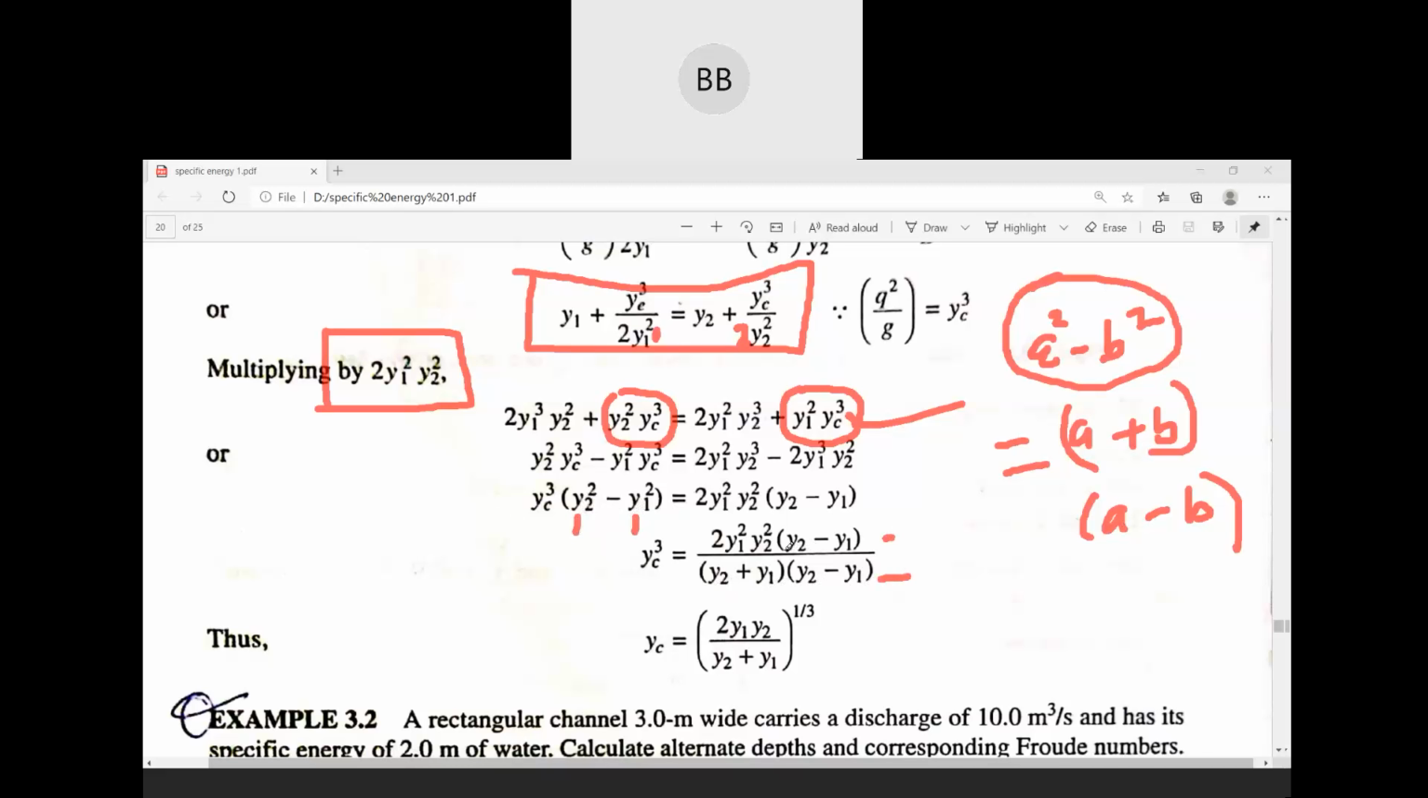Okay, so this term will be cancelled out, and this will be left out. It will be cube here. If you bring it here, it will be 1 by 3. So this is your final expression.